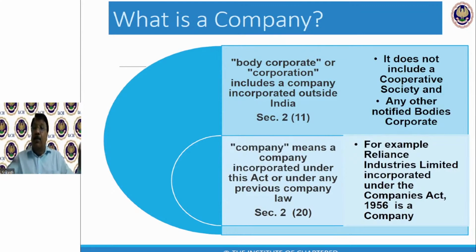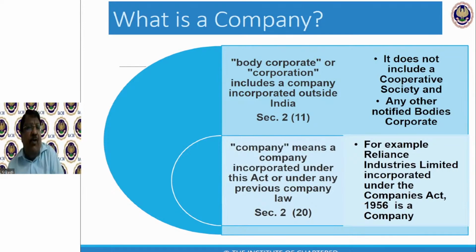Okay, but specifically they say it does not include a cooperative society. And there are no other notified bodies, but they said any other notified. So cooperative society alone they are not including in body corporate. Other than that, for example, LLP is a body corporate. Limited liability partnership is a body corporate. Though it's a firm, a partnership, since it has limited liability, they have made it a body corporate, which means it has a separate legal entity, which is different from its owners. The minute there is a separate legal entity, automatically there is a company.